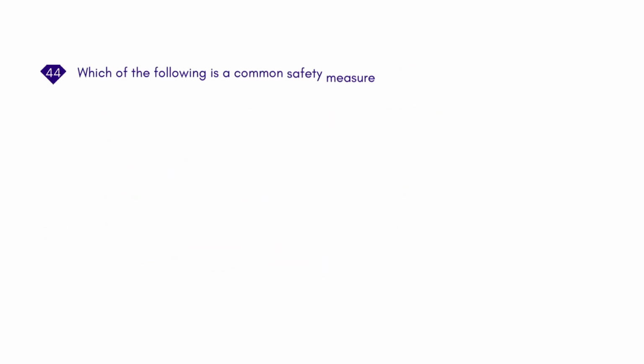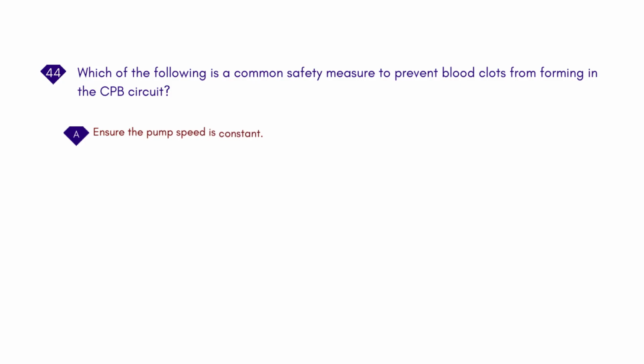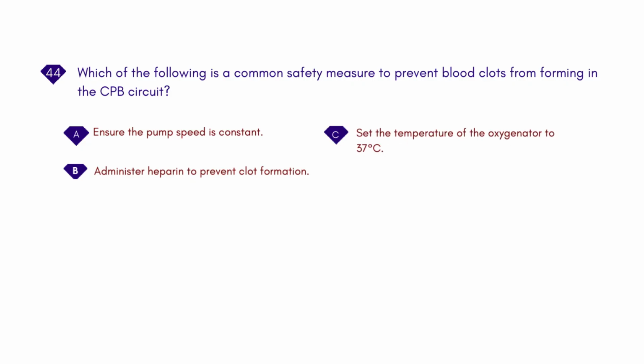Which of the following is a common safety measure to prevent blood clots from forming in the CPB circuit? A. Ensure the pump speed is constant. B. Administer heparin to prevent clot formation. C. Set the temperature of the oxygenator to 37 degrees Celsius. D. Flush the circuit with saline before bypass.